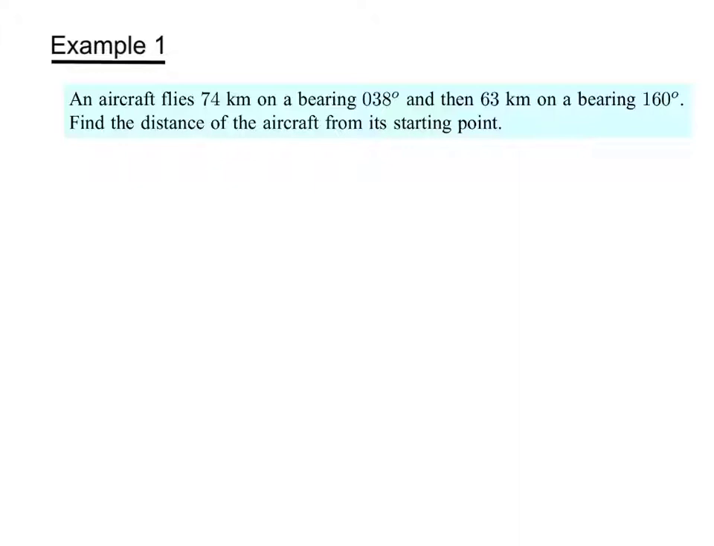Let's take a look at an example problem. An aircraft flies 74 kilometers on a bearing of 38 degrees. It then changes directions and flies 63 kilometers on a bearing of 160 degrees. And we're asked to find the distance of the aircraft from its starting point.